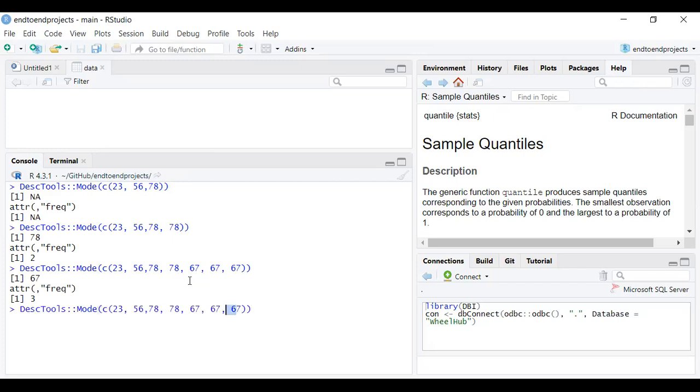Now let's remove these 67s, because that is 3 times. Now both are 2 times, right? But it's giving clearly one is 67, one is 78. Okay. Both are happening 2 times. And here, most of the value is 67. That is the reason we got 67.